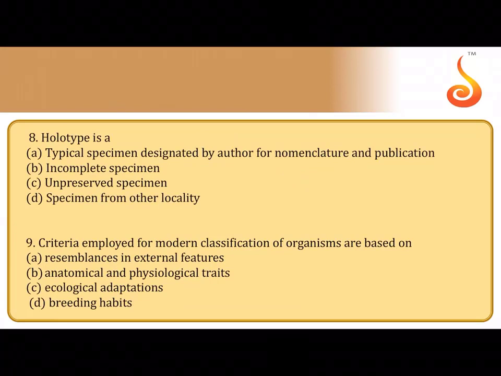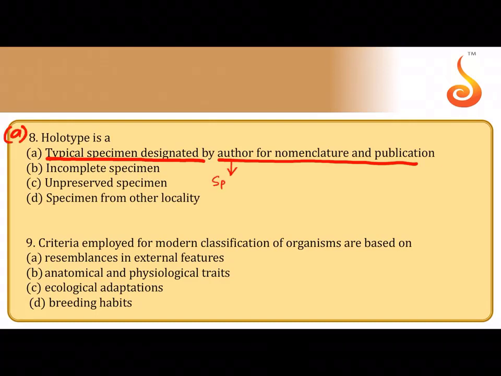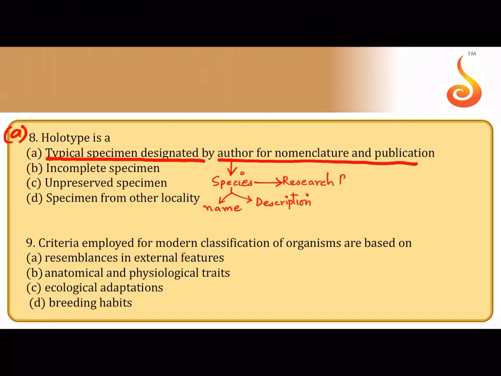Holotype is, the first option says it is a typical specimen designated by the author for nomenclature and publication. So this is the correct answer. Now for example, there is an author. Now this author has described a species and he has given the species a name and he has also given description to the species and he has published this in a research paper. He's a taxonomist, so he keeps publishing his work in a research paper.